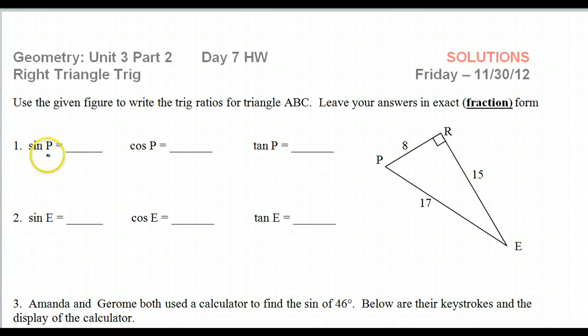Of course, sine is opposite leg over hypotenuse. So from angle P, opposite is 15, hypotenuse is 17. So 15 over 17. Cosine is adjacent leg over the hypotenuse. From P, that's 8 over 17. Tangent is opposite leg over adjacent leg. From P, opposite is 15, adjacent is 8.